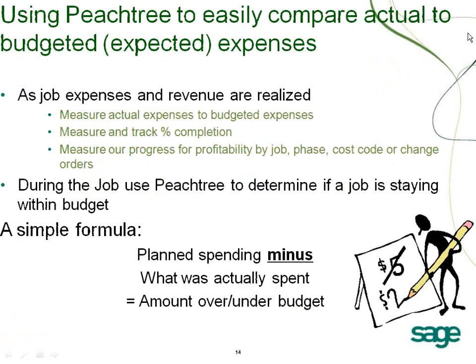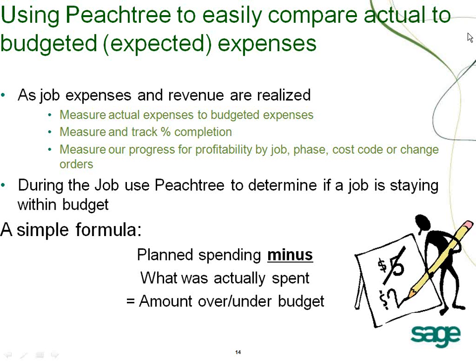Using Peachtree, you can easily compare actual to your budgeted expenses. As job expenses and revenue are realized, we can measure the actual expenses to what we've budgeted for our expenses. We can measure and track the actual percentage of completion on the job. We can measure our progress for profitability by job, by phase code, by cost code, or by change orders.